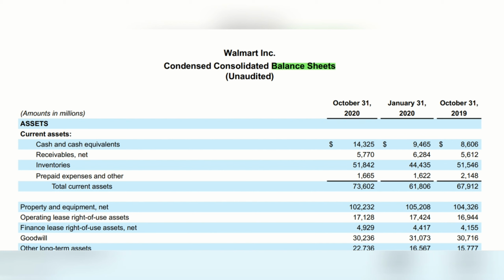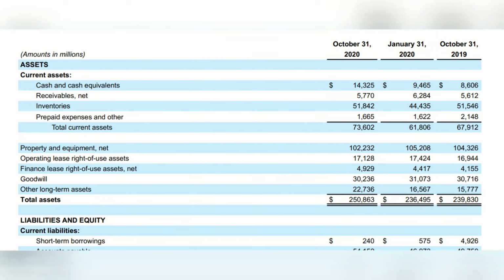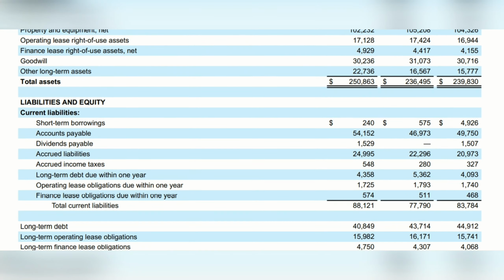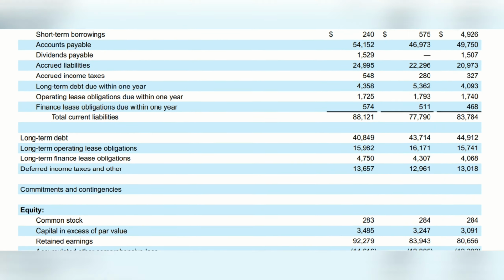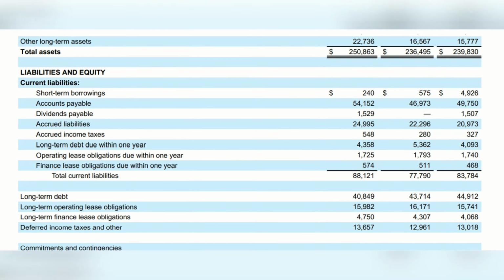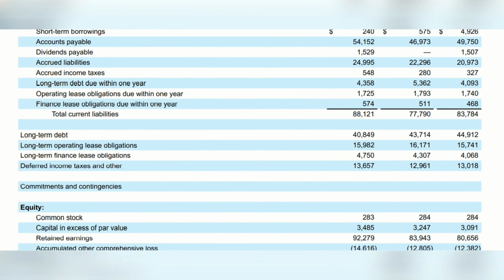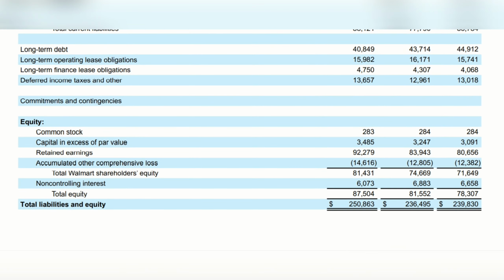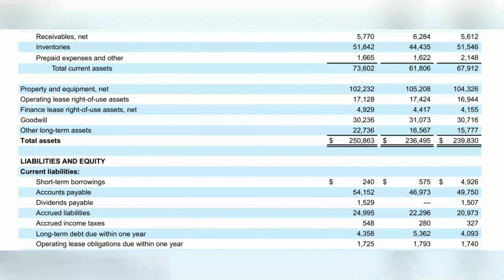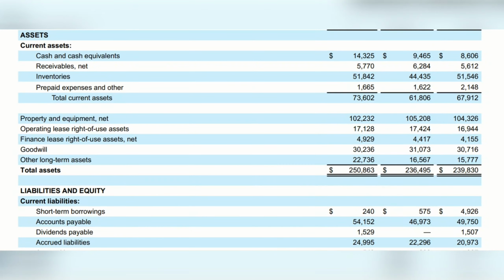There are always three sections to the balance sheet. You have assets, liabilities, and equity. If you add together liabilities and equity, at the very bottom here you get 250 billion. Scroll to the top, that should equal 250 billion, the total of your assets. That's why it's called a balance sheet.